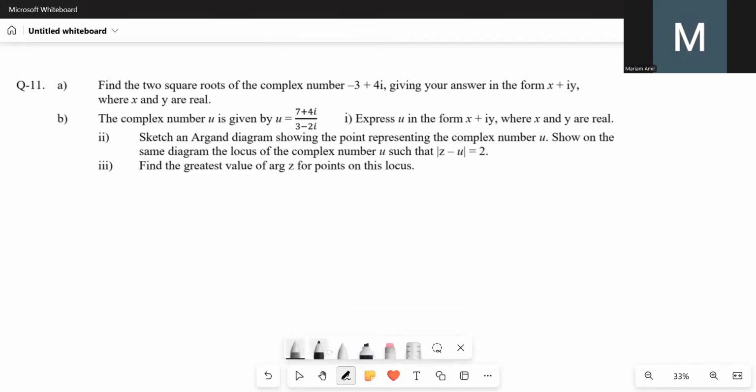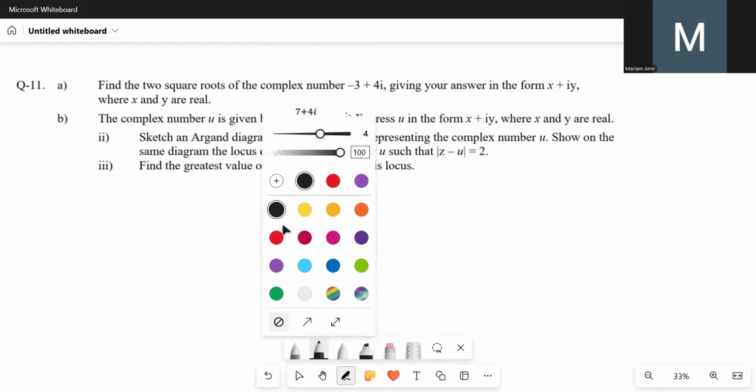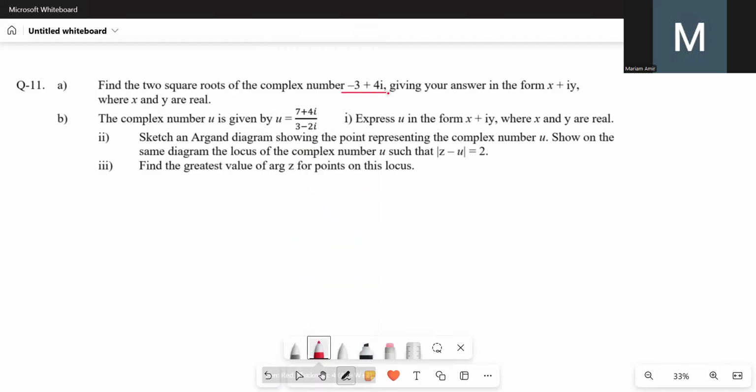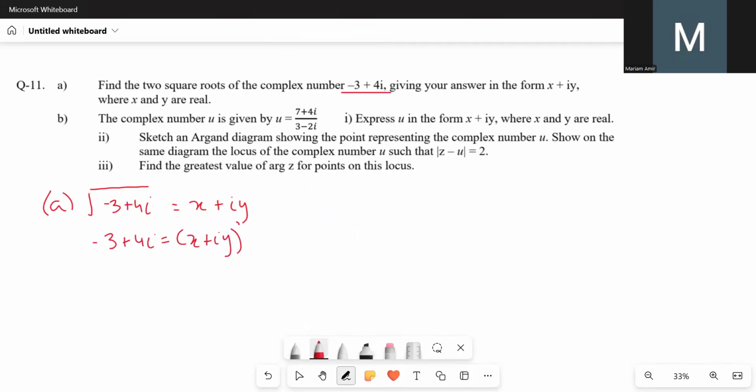The first part says find two square roots of the complex number minus 3 plus 4 iota. So what we do is we write square root of minus 3 plus 4 iota would also be equal to a complex number. Let's call it x plus iota y. Square both sides. So minus 3 plus 4 iota equals x plus iota y whole squared.